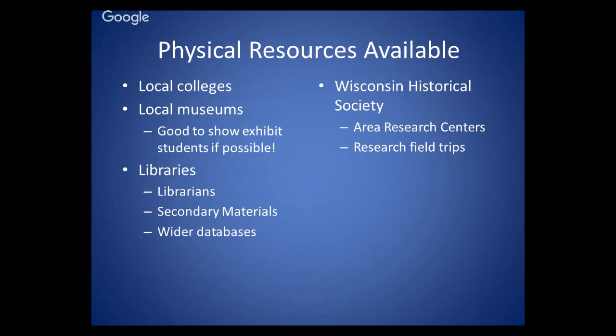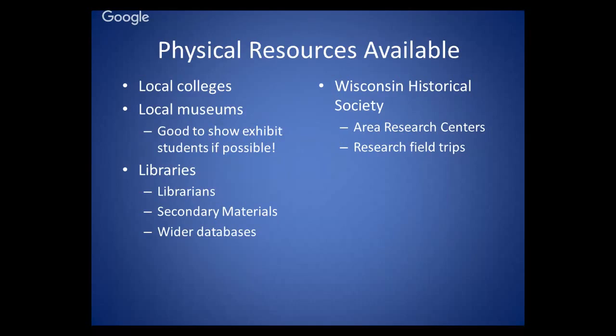We also have libraries all across the state. You likely have one in your school, one in your town, or there's a college library near you. All those librarians, though, are a good resource. They can pull books for students that they know might be useful. Maybe start your class off with research one day with all books, where they can't go online. These are great for secondary materials that are pretty trustworthy, that have been published. They also have access to wider databases that we might not have.